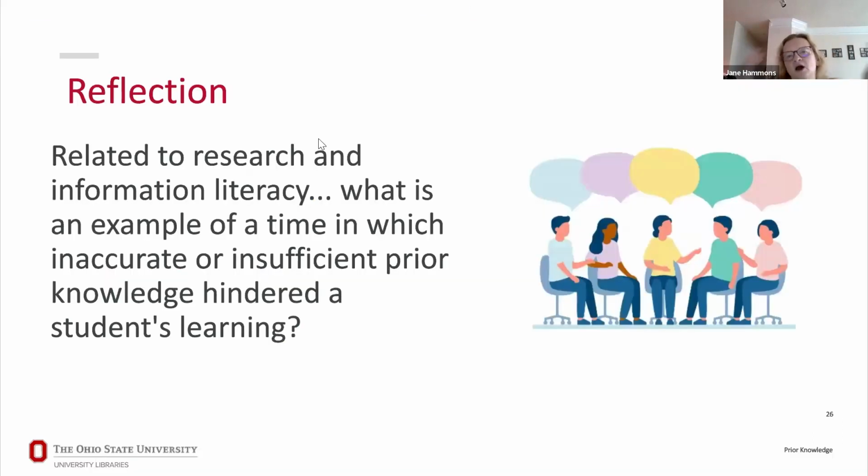All right. So folks have already shared some examples in the chat, but you can take a second to think about research assignments, think about information literacy, an example in which you have seen where students had prior knowledge that was inaccurate or insufficient and that hindered their ability to complete a task, to complete a research assignment, an inquiry-based assignment. So think about that in your own context. What is an example that you remember that you've experienced, whatever your role might be, as an instructor, as a librarian, when you think that insufficient or inaccurate prior knowledge has hindered student learning? You don't have to share. You can share those if you'd like, but I just wanted to give everyone a chance to reflect.